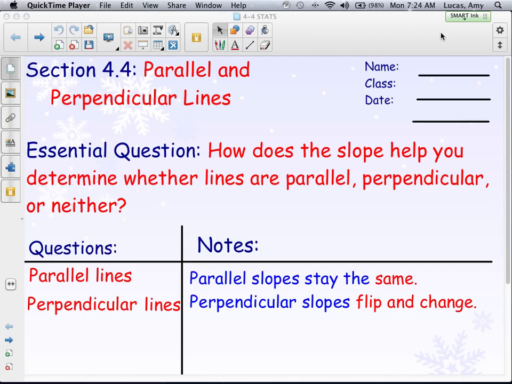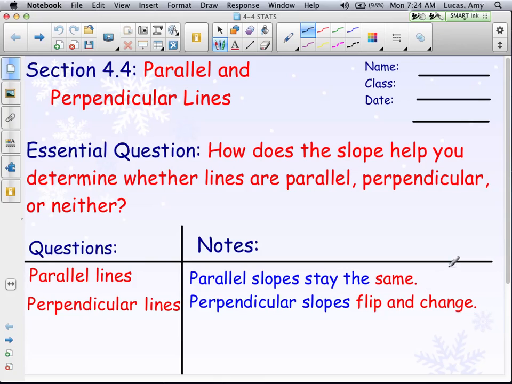So as a reminder, parallel lines have the same slope. So that means that their steepness is exactly the same. They don't have to be horizontal or vertical. They might be diagonal or oblique. But they've got the exact same slope, the exact same steepness. So it says parallel slopes stay the same. Perpendicular slopes flip and change. The next slide should explain that a little bit better.